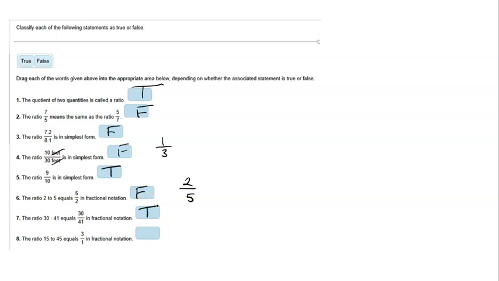The ratio of 15 to 45 is 3 over 1. Now remember, again, the 15 goes in the numerator. The 45 goes in the denominator. When I reduce this to simplest form by dividing each of these by 15, because the greatest common factor is 15, that actually reduces to 1/3, not 3 over 1. Remember, 1/3 and 3 over 1 are not the same. So that is a false statement. All right, let's try the next problem.